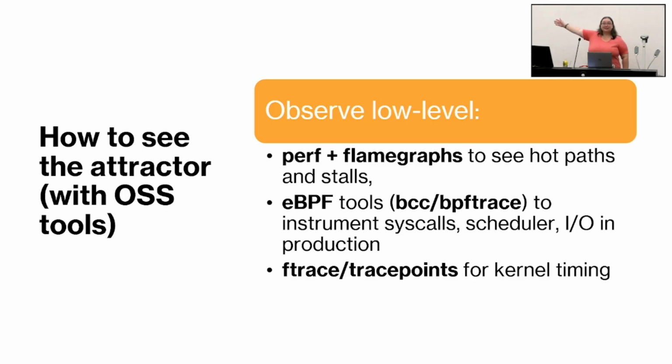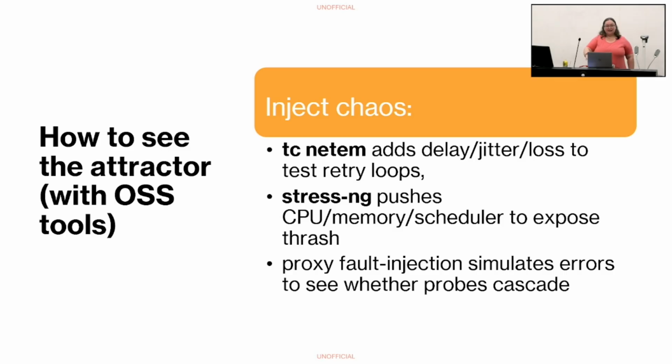There are actually a bunch of open source tools to help observe the low levels of your system. I haven't used any of these, but I did do a lot of reading of them and they look very cool. You can also use other open source tools to inject chaos into your systems. Add jitter, push your CPU, add stresses to your system. Because these are the things you can do, as I said, when your system's wobbly, not when it's failing, just to make sure that it does recover the way you want it to.